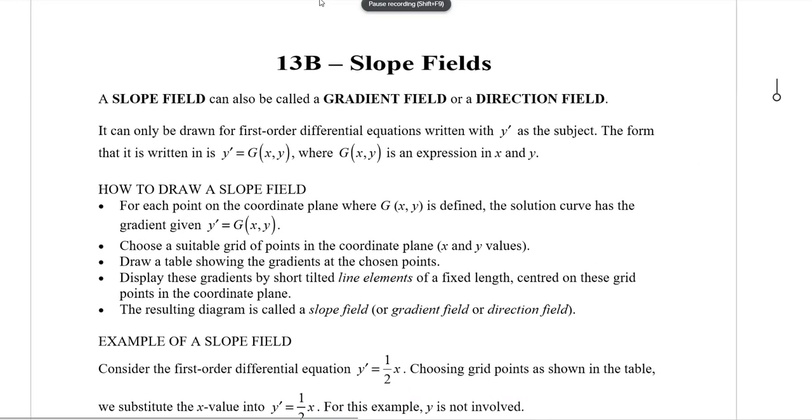All right. So a slope field in our topic of differential equations can also be called a gradient field or a direction field. We can only draw them for a first order differential equation. So we need to have the y dash as the subject, and it will be written in the form y dash equals g of x comma y, meaning it will be some function of x and possibly y. It could be both of them. It could be one or the other, and you'll see the difference when we do a few of these.